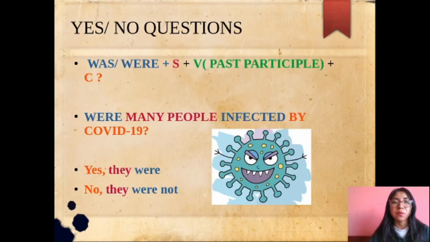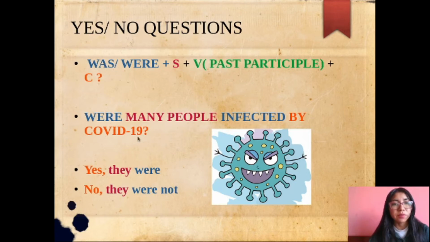Okay, so pay attention. We are going to start with yes or no questions. Okay, and what is the structure? Was or were, your subject, your verb in past participle, and the complement. Okay, here we have an example. Were many people, our subject, infected by COVID-19? Okay, pay attention. You only have to follow the structure. Were many people infected by COVID-19?